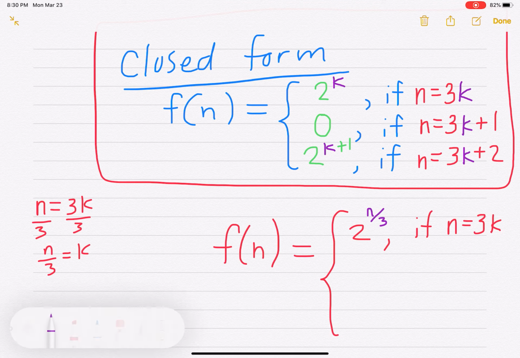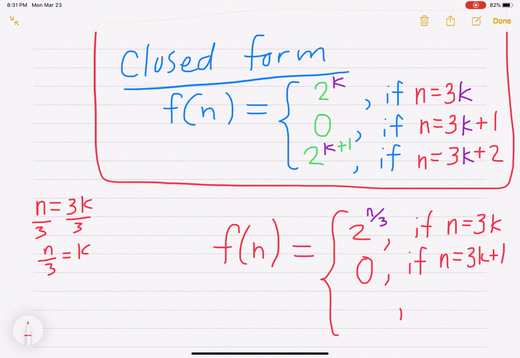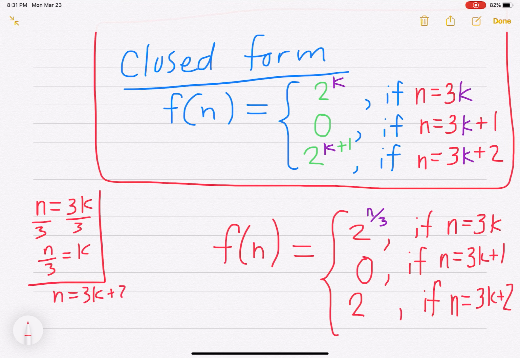Okay? The second one is just going to be 0. There's nothing special about that, if n equals 3k plus 1. And then the third one, we can do a similar thing. We can do 2 to the, and replace that k there with something in terms of n. So we're going to take n equals 3k plus 2 and solve that for k. So let's say I take n equals 3k plus 2, subtract 2, and then divide both sides by 3. I get n minus 2 over 3 equals k.